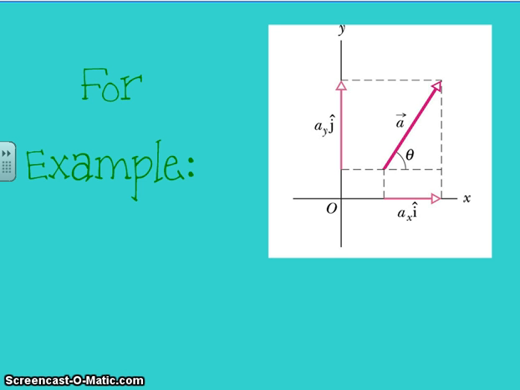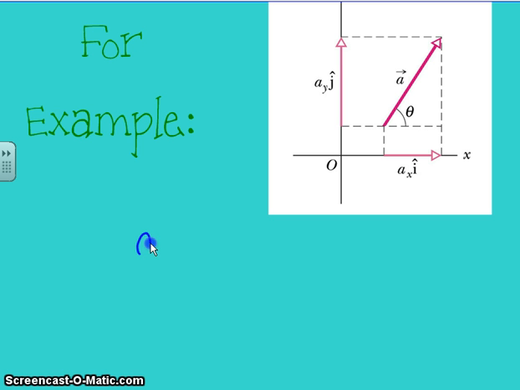I have this vector A here, and A has a certain length at a certain angle, but it also has an x component and a y component. If I wanted to write A in its unit vector notation, I would say that A is equal to ax i hat plus ay j hat. It has no length in the k direction, the z direction, so there's no k hat term.